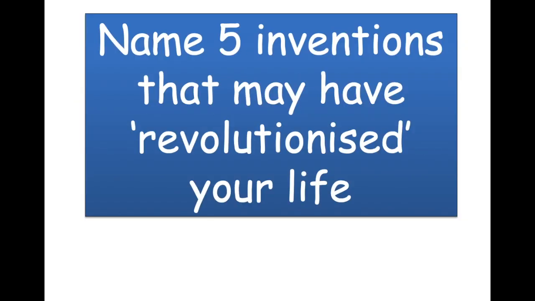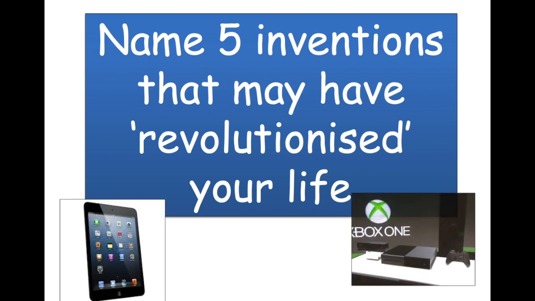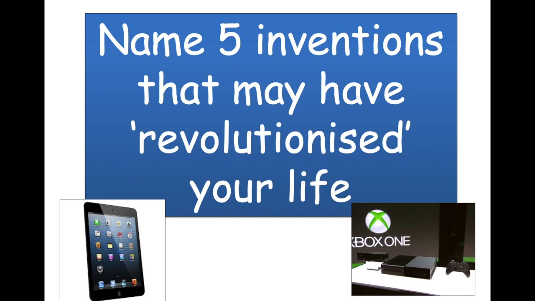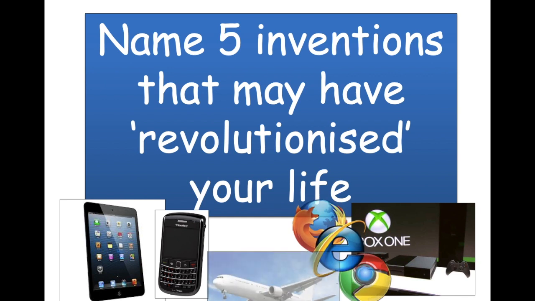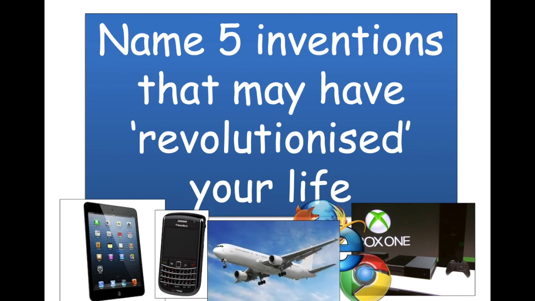Okay, first thing I'd like you to do is in your exercise book, name 5 inventions that may have revolutionised your life. So think about what you use on a day-to-day basis that is very, very important. That could be an iPad or a tablet, a PlayStation or an Xbox or some kind of games console. Your phone, please don't judge me for having a picture of a BlackBerry. I know we're a lot more modern than that these days. The internet, and perhaps a mode of transport. So 5 things that you think have changed the way you live your life today. And we will move on.